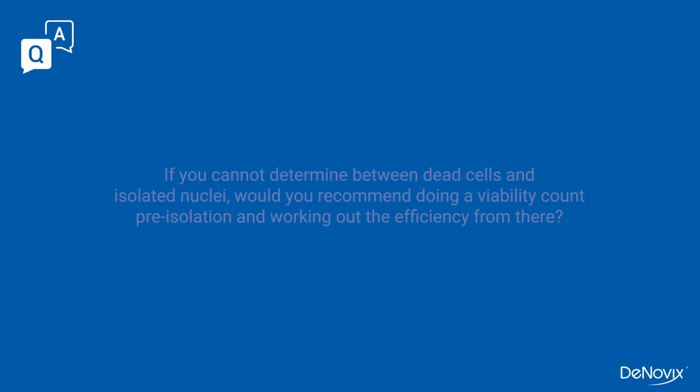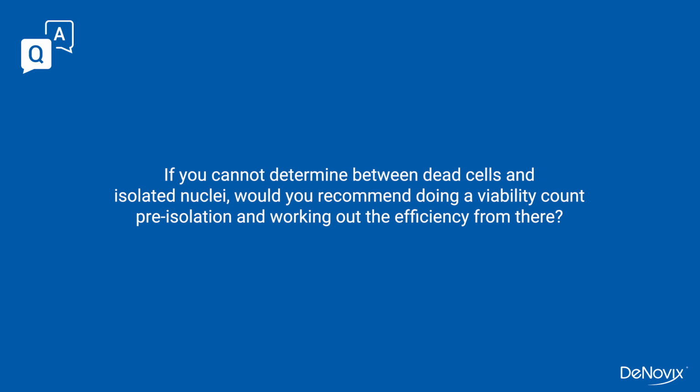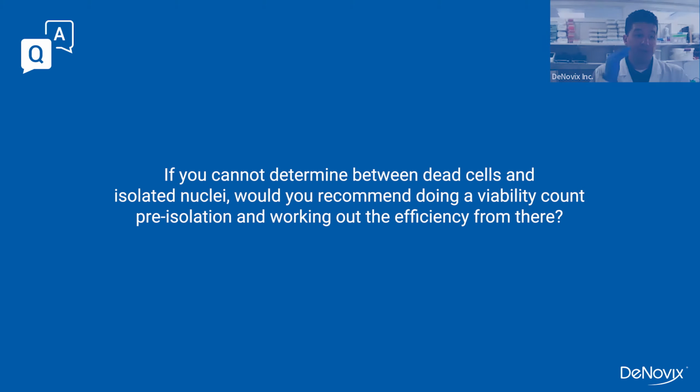There was a follow-up question to that as well, that if you cannot determine between dead cells and isolated nuclei, would you recommend doing a viability count pre-isolation and working out from there the live dead isolation efficiency? You could. The other probably more simple way to do it is another kit. There's a dead cell and debris extraction kit, I think, from Miltenyi. So that could help purify out a lot of that stuff as well. But yeah, that's another option.